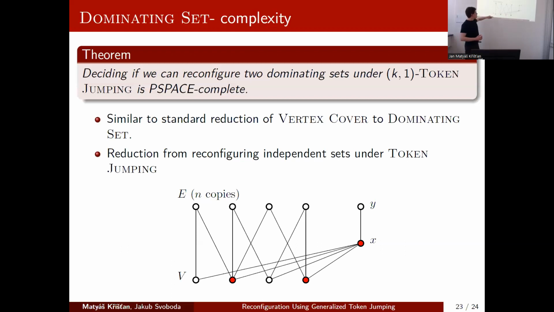And now in the original problem, we are allowed to take one token and move it anywhere in the graph. So in this construction, what we can do is just take one token and move it through x. So x always has to be occupied, and no other moves than these kinds are shown to make sense. So this problem is also PSPACE-complete.